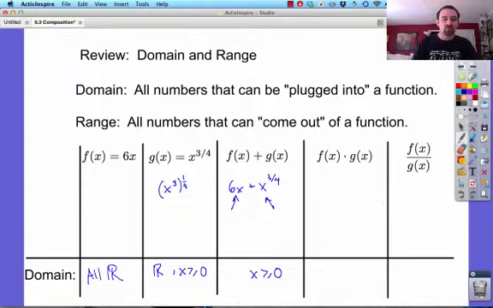We're going to assume that it's real numbers. Okay, same here. Let's take a look at the product. This might be a little interesting. Okay, I get 6x times x to the 3/4.